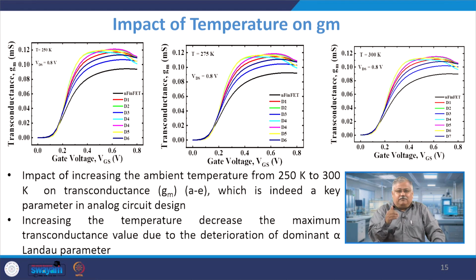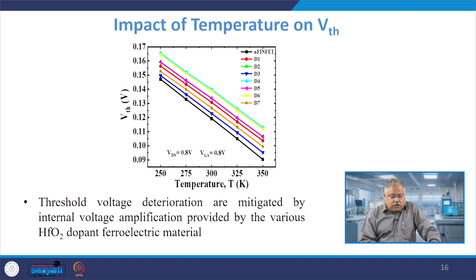The general average value of the transconductance is lowered as you move from left to right hand side here. It goes down, right. Now, increasing the temperature, as I discussed with you, decreases the maximum transconductance, and this is the deterioration of alpha parameter, which reduces the on current, and therefore del ID del Vg will actually change in that case. Let us look at the impact of threshold voltage.